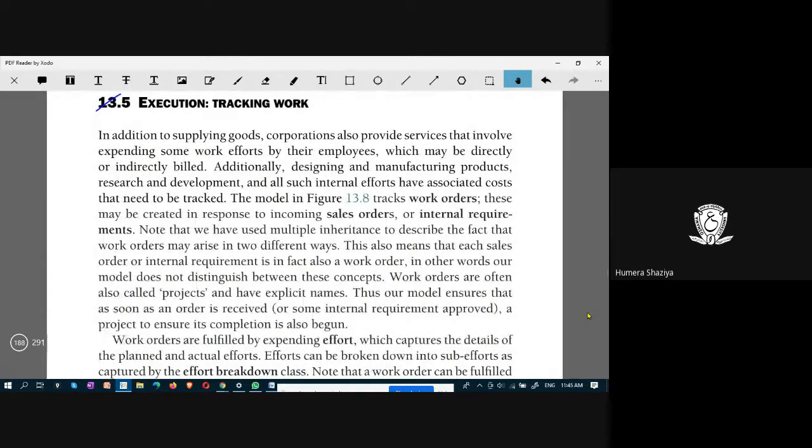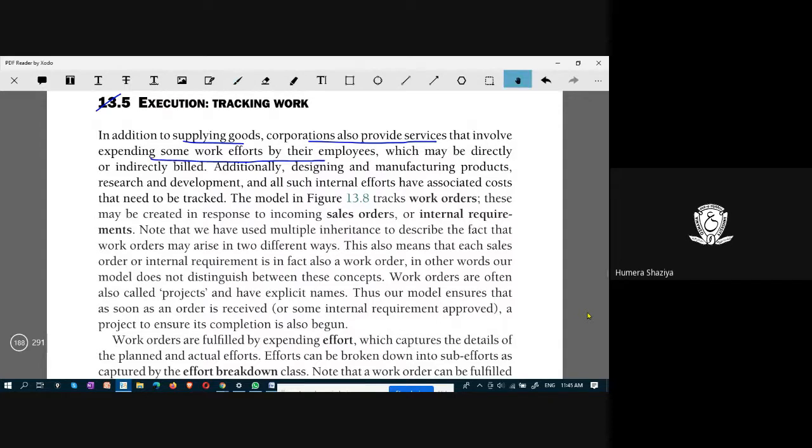And execution is tracking work. In addition to supplying goods, corporations also provide services that involve expending some work. What is a service?